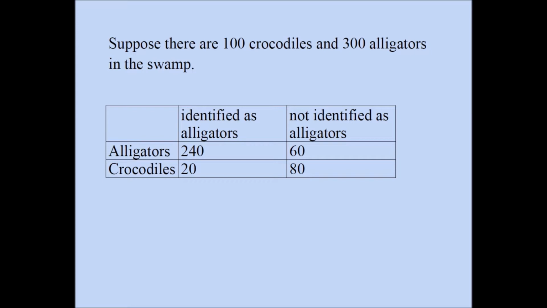He incorrectly identifies 20% of the crocodiles as alligators. So there are 100 crocodiles. If you show Jim 100 crocodiles, he will identify 20 of the crocodiles incorrectly as alligators. That's why we have 20 right here. That's why we have 20 here and 240 here.